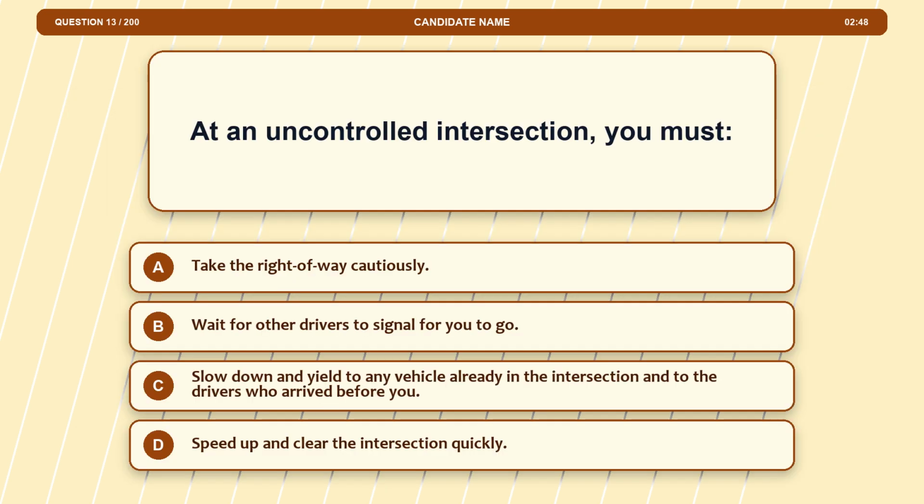Question 13. At an uncontrolled intersection, you must: option A, take the right-of-way cautiously. Option B, wait for other drivers to signal for you to go. Option C, slow down and yield to any vehicle already in the intersection and to the drivers who arrived before you. Option D, speed up and clear the intersection quickly.